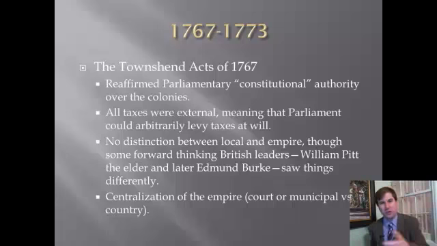And essentially, this is what the United States government does today. All taxes are external. You have state taxes, but you know what? Our federal taxes are supreme. We can do whatever we want. We can pass healthcare legislation, call it a tax, and say that you're going to pay it. This is exactly what's happening in the 1760s. Nothing's new here. It's the same thing. The Parliament said there's no distinction between local and empire. Though some forward-thinking British leaders like William Pitt the Elder and later Edmund Burke saw things a little differently. And what they're trying to do is centralize the empire with the Townsend Act. So this is centralization running wild here in 1767.